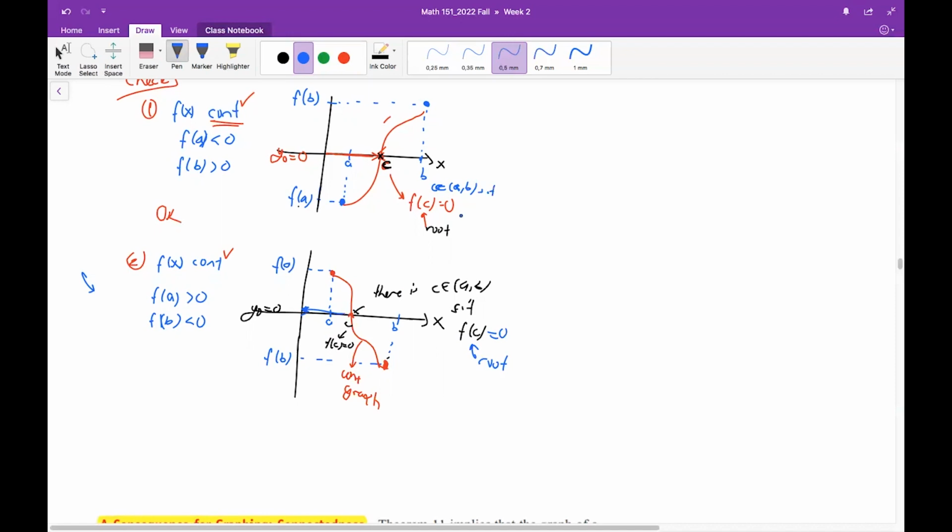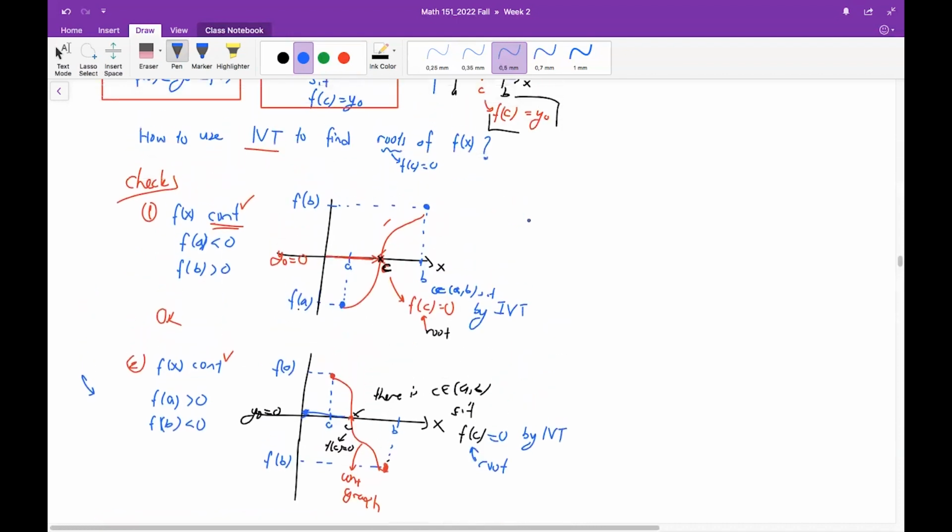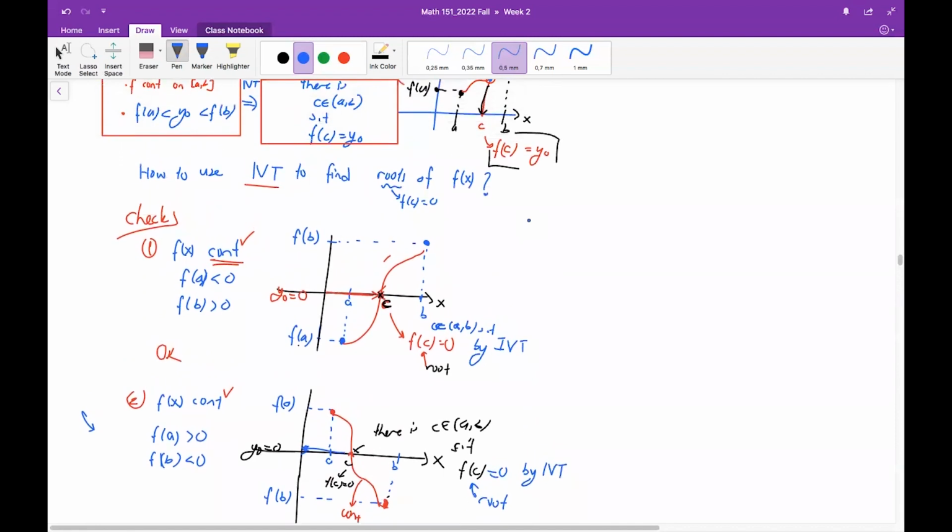And this is ensured by the intermediate value theorem, of course, by IVT. This is the core idea behind this theorem. I hope you understand it.